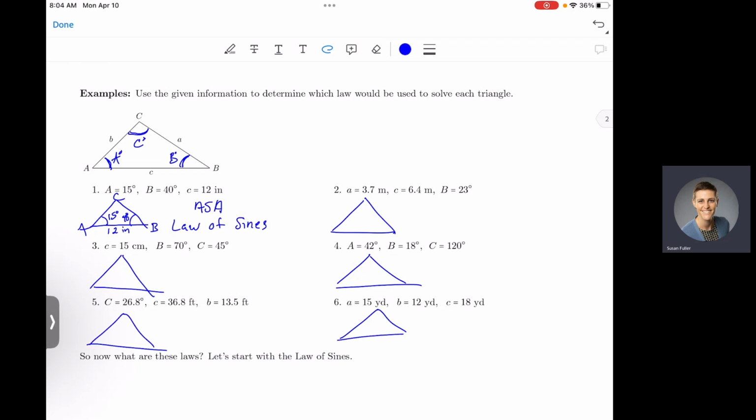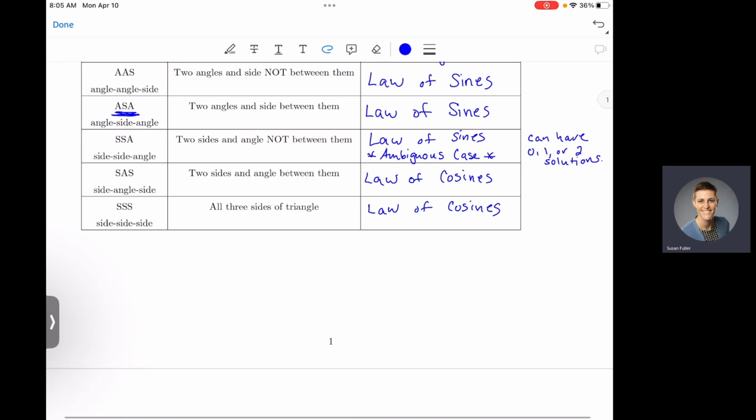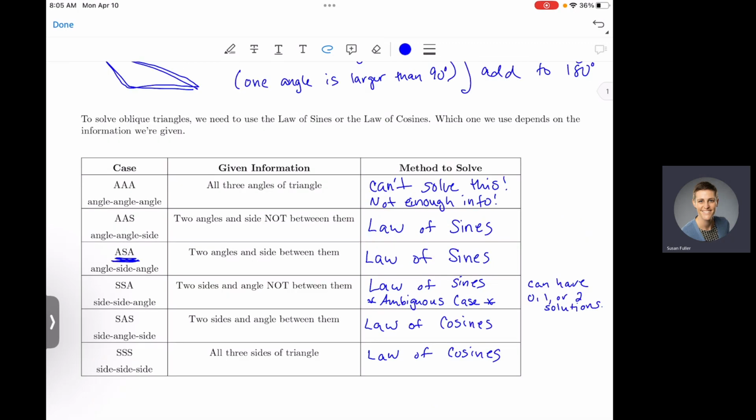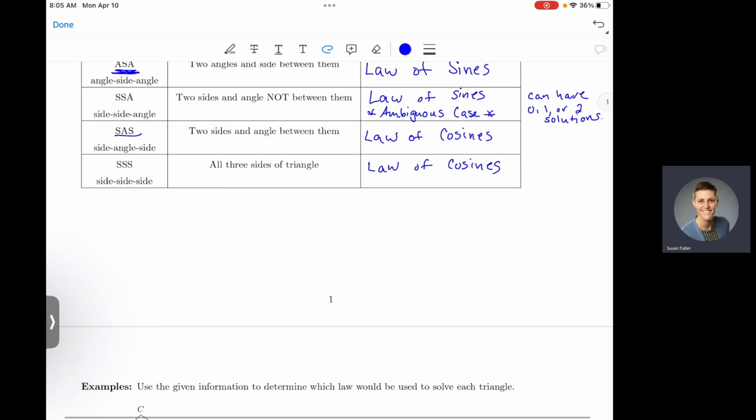Okay, so number two, side A is 3.7 meters. Side C is 6.4 meters. And angle B is 23 degrees. So we've got two sides and the angle between them, that is side, angle, side. And this is a law of cosines situation. And to see that, you can hop on up here and see that side, angle, side is a law of cosines.